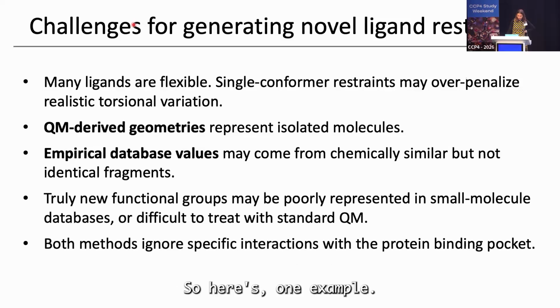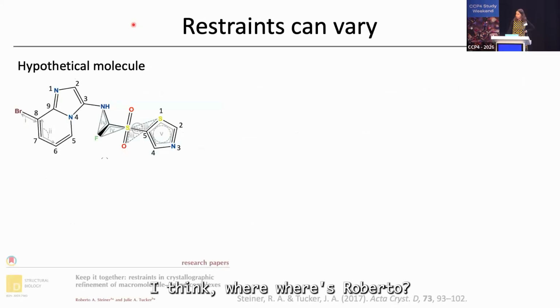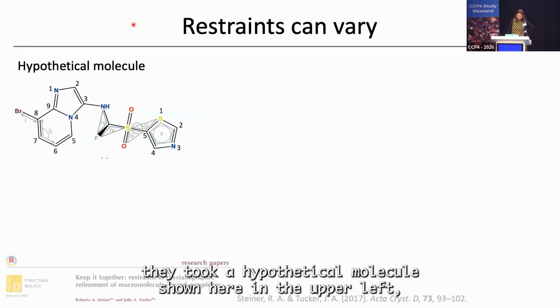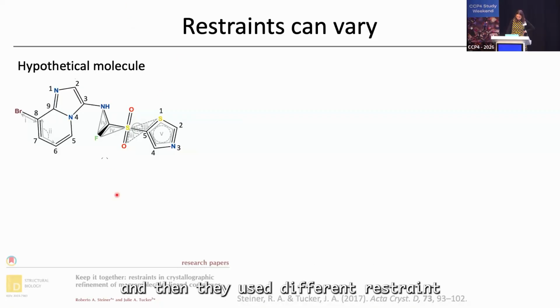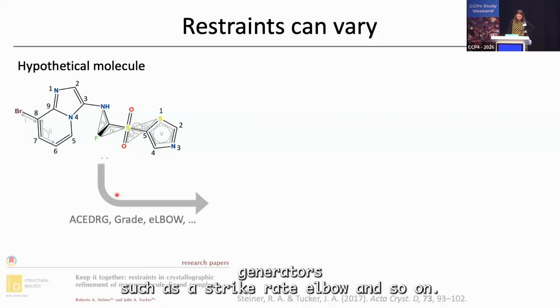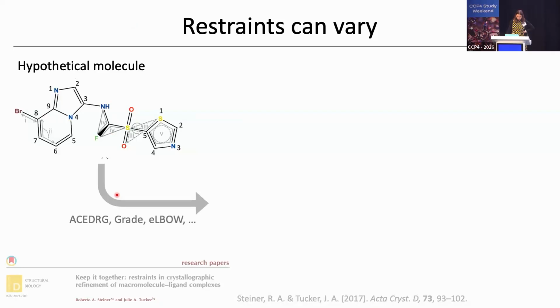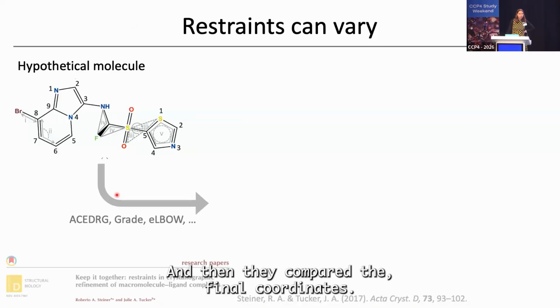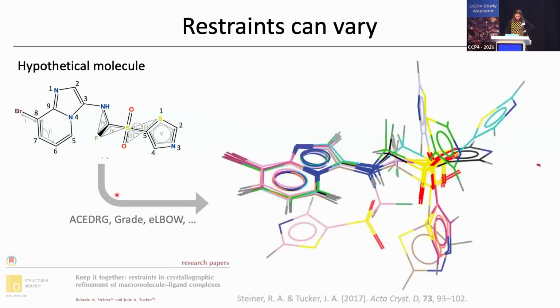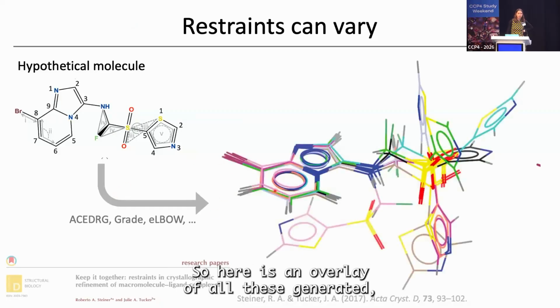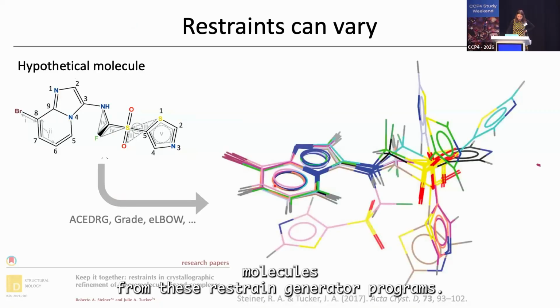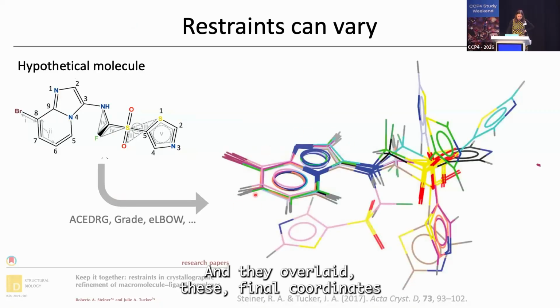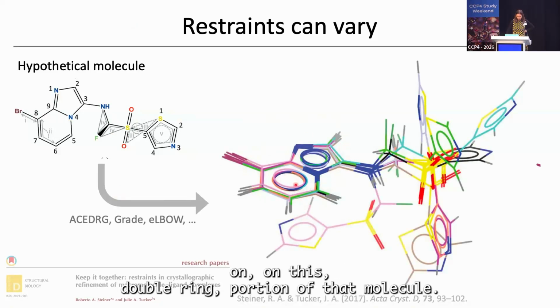So here's one example. Where's Roberto? He will recognize this figure. In a study that he did, they took a hypothetical molecule shown here in the upper left, and then they used different restraint generators such as AceDRG, GRADE, eLBOW, and so on. And then they compared the final coordinates. Here is an overlay of all these molecules generated by these restraint generator programs, and they overlaid these final coordinates on this double ring portion of that molecule.